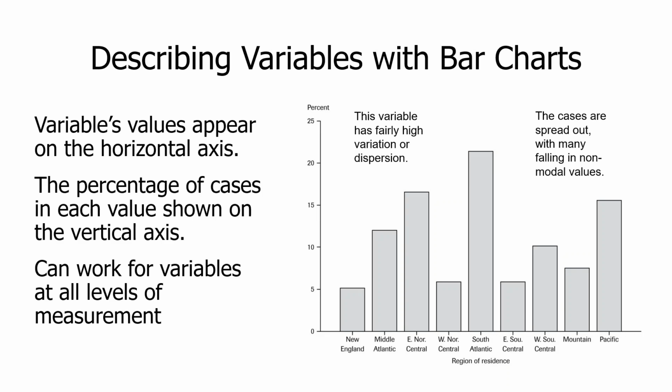What did we just see? The variable's values appear on the horizontal axis. The percentage of cases in each value are recorded on the vertical axis. It's just a way of expressing the frequency distribution. You can use bar charts for variables at all levels of measurement.